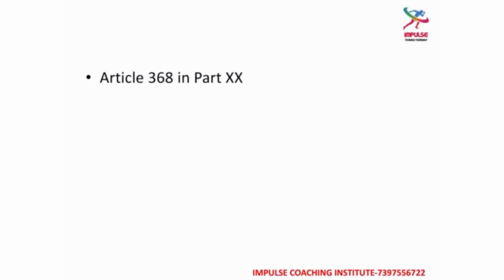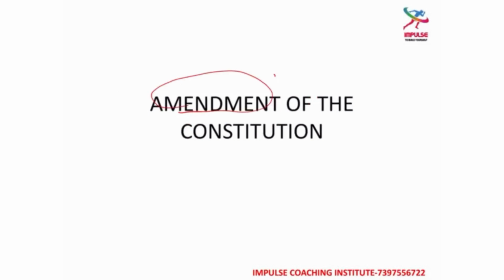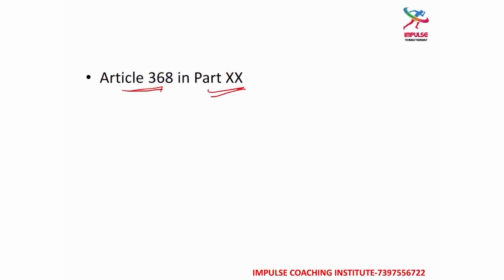Today we are going to discuss amendment of the Constitution. So Article 368 in Part 20 of the Constitution deals with the powers of Parliament to amend the Constitution and its procedure. What is the meaning of amendment? Amend means to change. It means to make some changes. So this Article 368 tells us how we can make changes to our Constitution. Who has the power? Only Parliament has the power to make changes to the Constitution, and it also deals with the procedure.